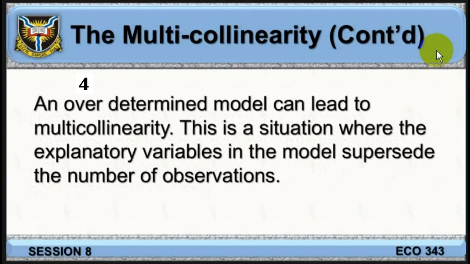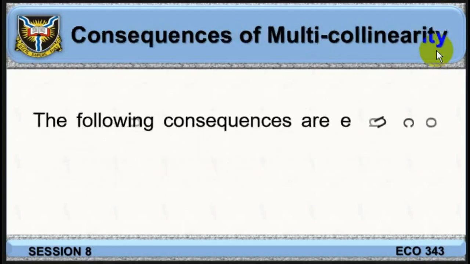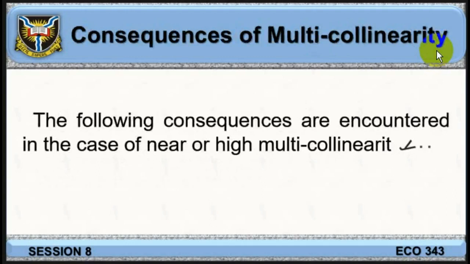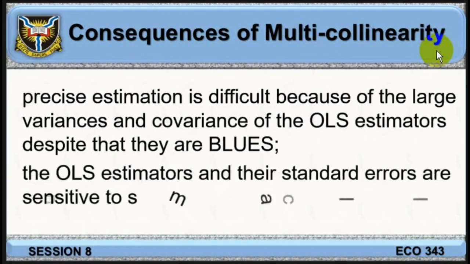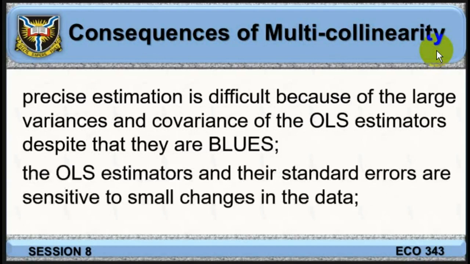This is a situation where the number of explanatory variables in the model supersedes the number of observations. Consequences of multicollinearity. The following consequences are encountered in the case of near or high multicollinearity. A. Precise estimation is difficult because of the large variances and covariances of the OLS estimators, despite that they are BLUE. B. The OLS estimators and their standard errors are sensitive to small changes in the data.